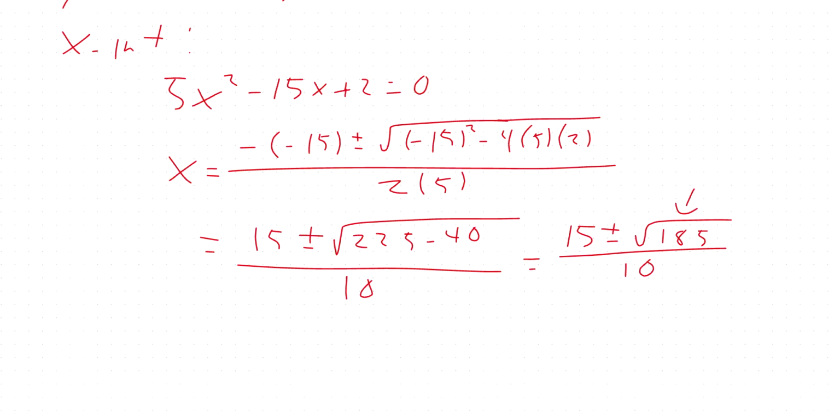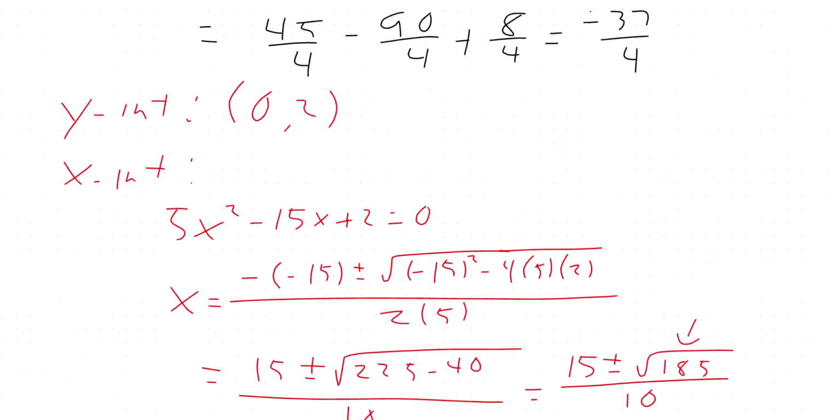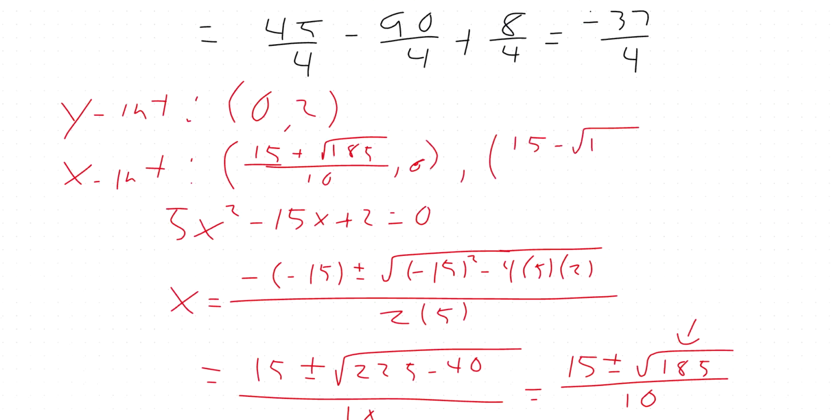All right, so our x-intercepts, if they want exact values, are going to be 15 plus square root of 185 all over 10, comma 0, and then 15 minus the square root of 185, all over 10, comma 0. So be careful if they want the exact values versus some estimates.